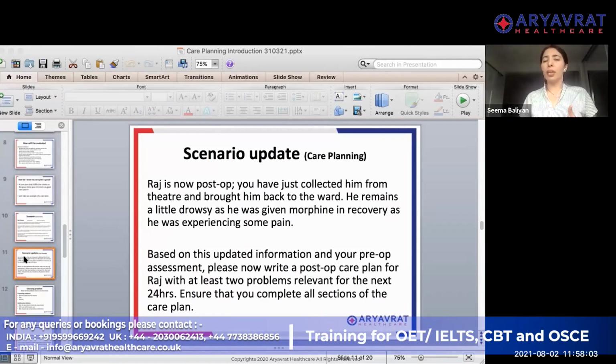He remains a little drowsy as he was given morphine in recovery because of the pain. Based on his updated information and your pre-op assessment, please now write a post-operative care plan for Raj with at least 2 problems relevant for the next 24 hours, and ensure that you complete all sections of the care plan. Has everyone understood the update?